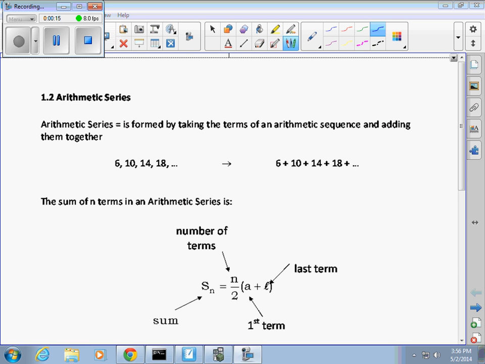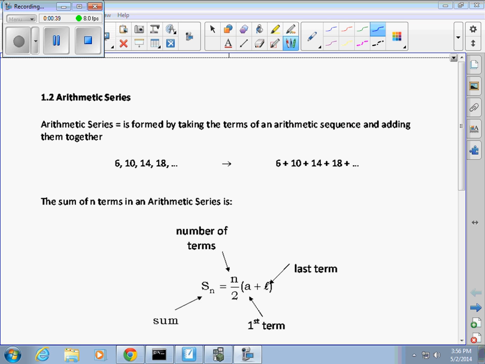Sorry. 1.2 is arithmetic series. Last unit section was on arithmetic sequence. So the only difference between a sequence and a series is that a series is formed by taking the terms of a sequence and adding them together. So we go from a sequence of 6, 10, 14, 18 to a series by putting the add signs in between. So 6 plus 10 plus 14 plus 18 plus so on.